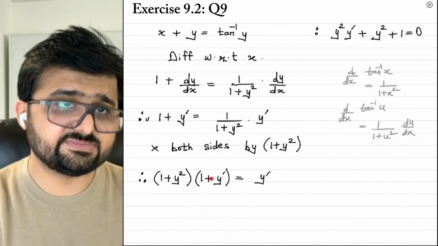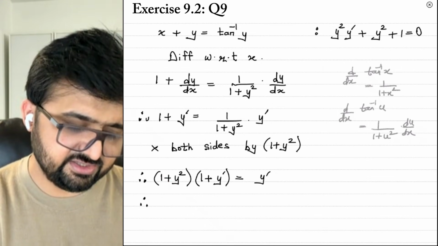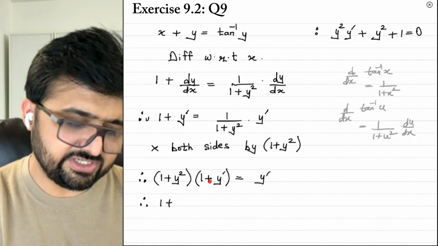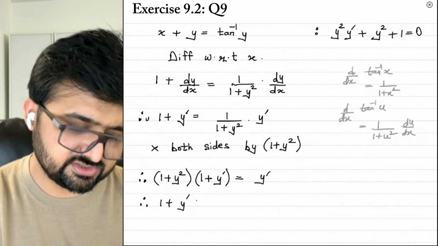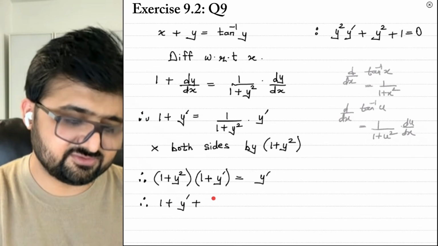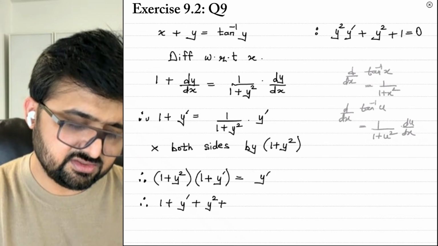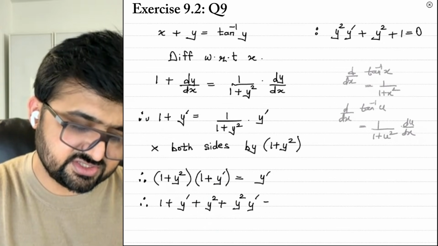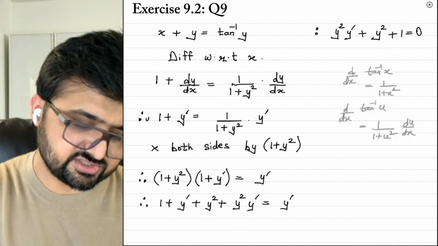Now just open this bracket up. If you open that bracket, you will get 1 times 1 is 1, 1 times y dash is y dash, y squared times 1 is y squared, y squared times y dash is y square y dash, is equal to y dash.